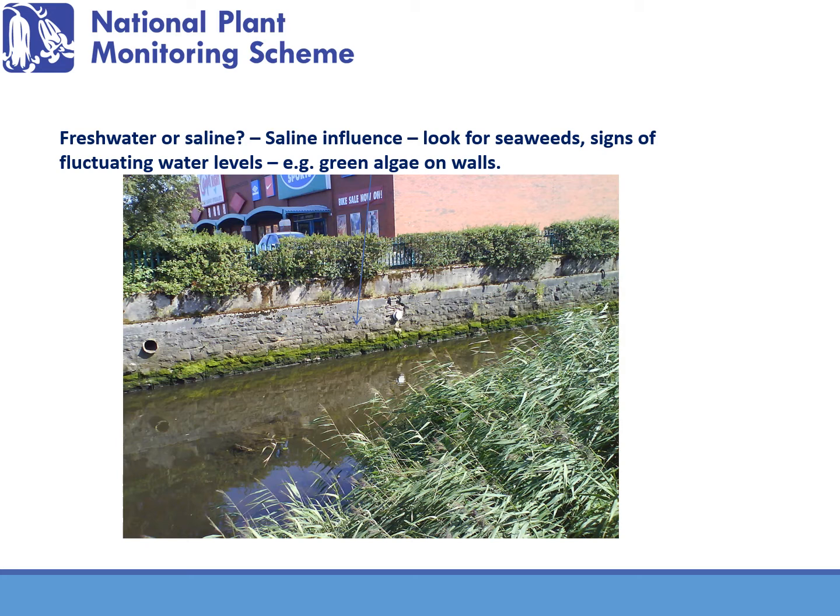You can see whether or not there are obvious signs of a fluctuating water level, such as this green algal strip here. You can look to see whether you're finding seaweed species in the lake or river, and also things like extensive beds of this Norfolk reed can also be an indication of some form of saline influence.